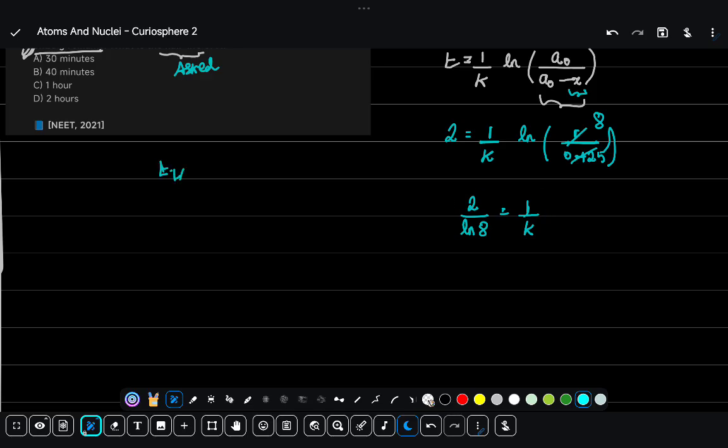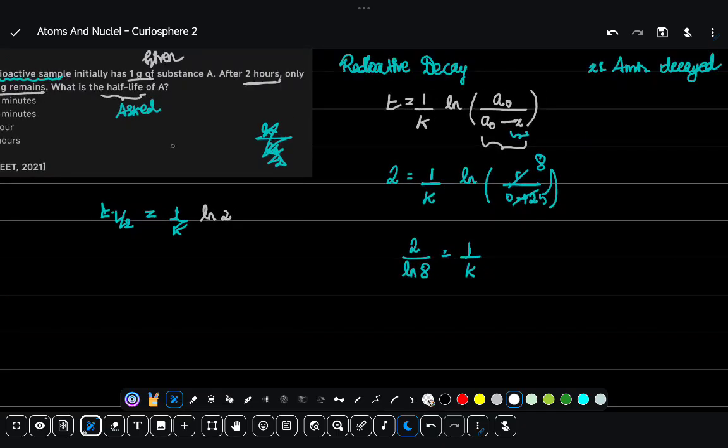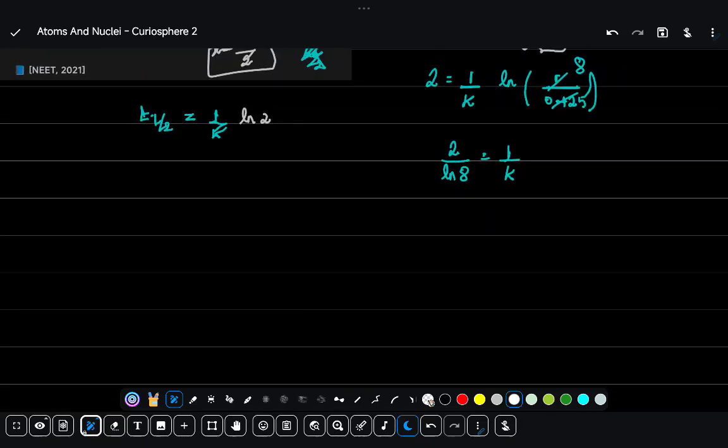Half-life means t will become t half, equals 1 by k, and x will become a naught by 2. a naught minus a naught by 2 will be a naught by 2. So a naught by a naught by 2 becomes 2, a naught gets cancelled, so the numerator 2 will come. So it will be ln 2. I hope you understand. Just substitute x with a naught by 2 for the half-life.